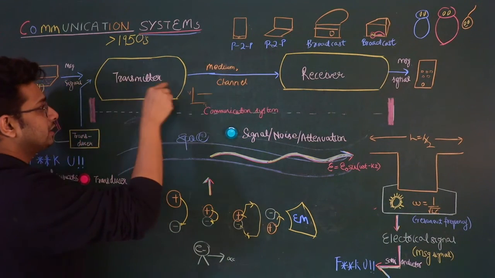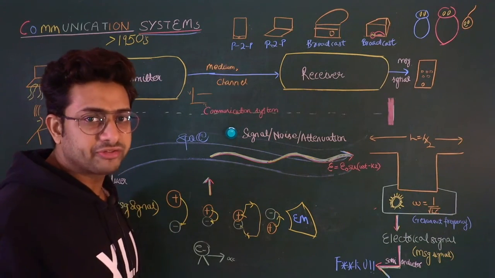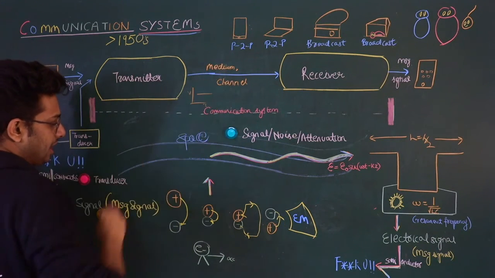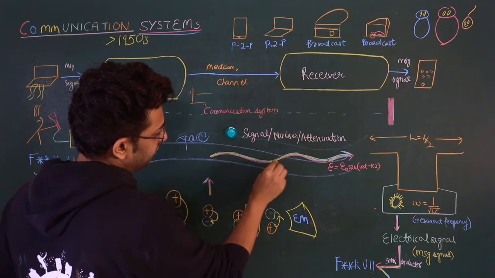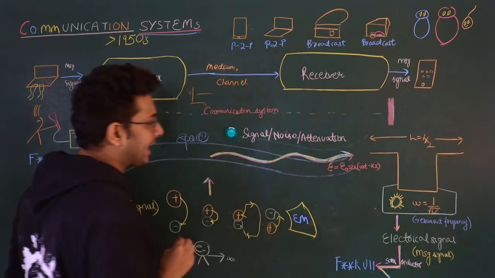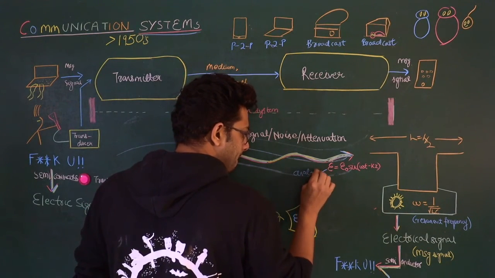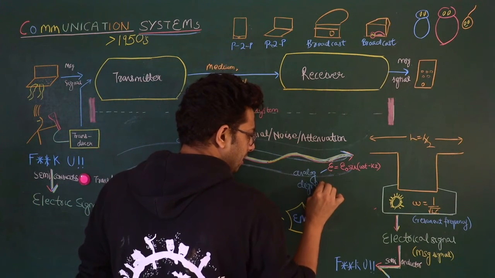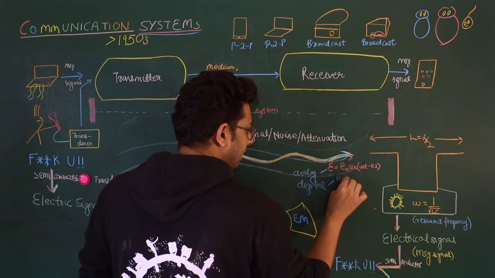Then that signal goes into the medium, which is basically your space, the atmosphere, right? That is your medium and channel, and here your electromagnetic waves travel as E = E0 sin(ωt − kx). This is generally for analog signals. For digital signals, it travels in the form of high voltage and low voltage.